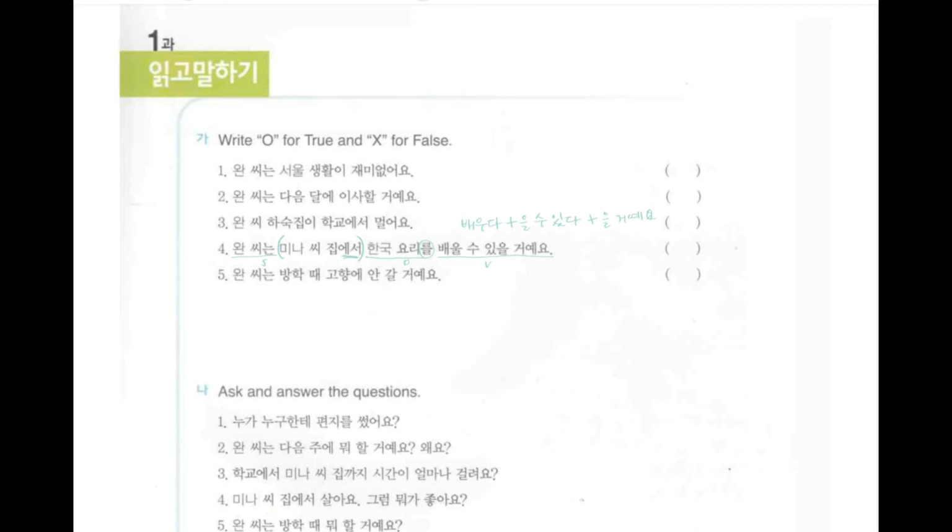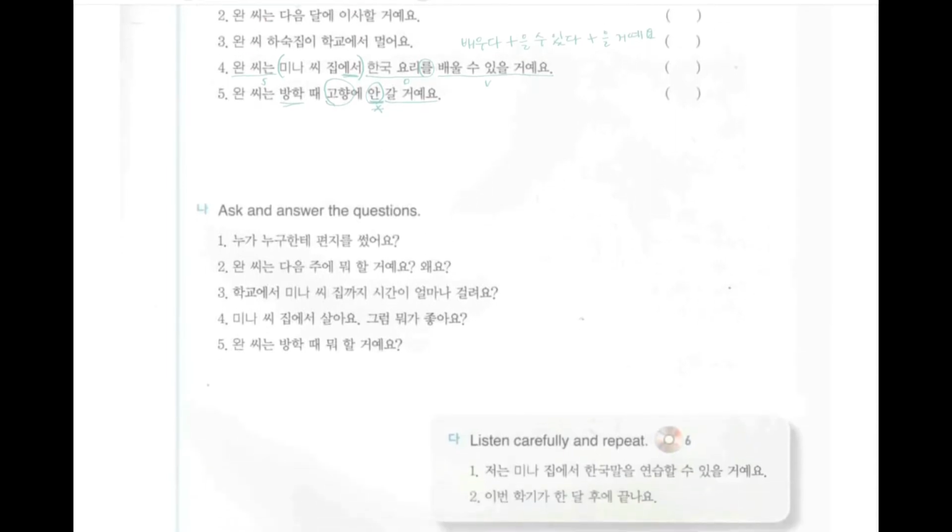완 씨는 방학 때 고향에 안 갈 거예요. We have to check this one, isn't it? One won't. One will not go to the hometown. 고향 하면 hometown이죠. During the vacation. So probably you have to check this. Whether he will go or not. 좋습니다. 자, 나 봅시다. 나. Number one, you have to find this information.